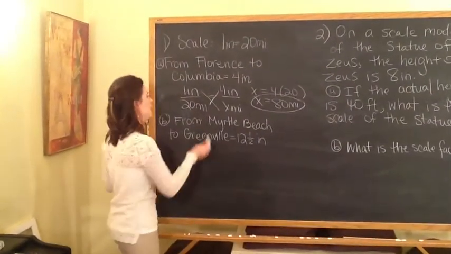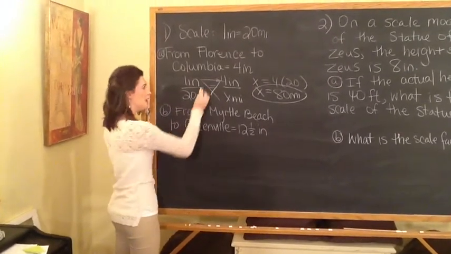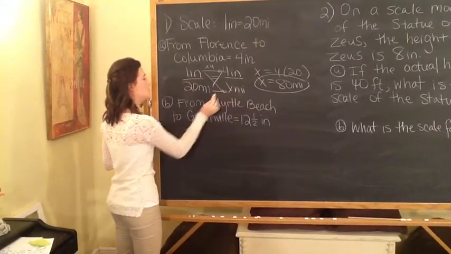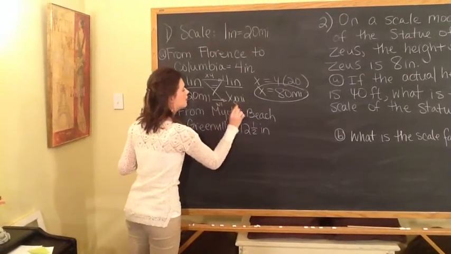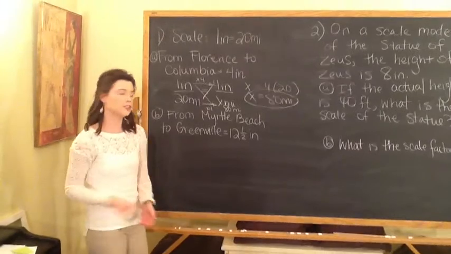The other way is by saying, 1 times what is going to give me 4 inches? If I do times 4, I'm going to get 4 inches. So if I do 20 times 4, then I'm going to get 80 miles. So either way you want to do it will give you the right answer.